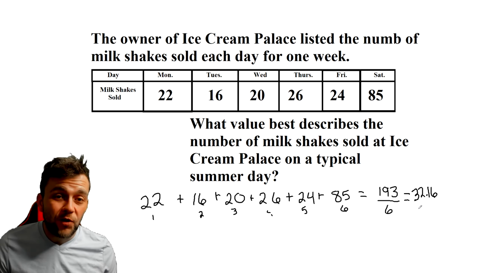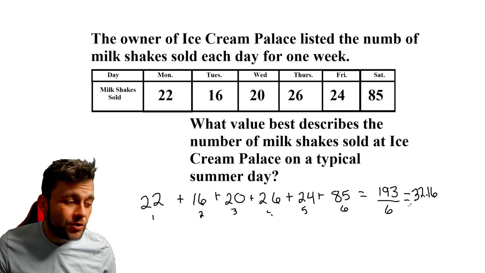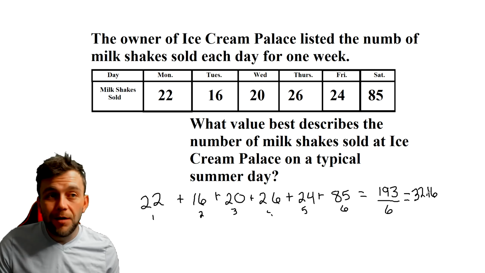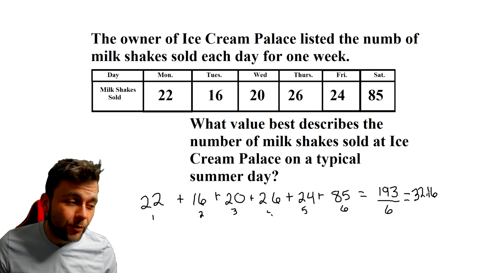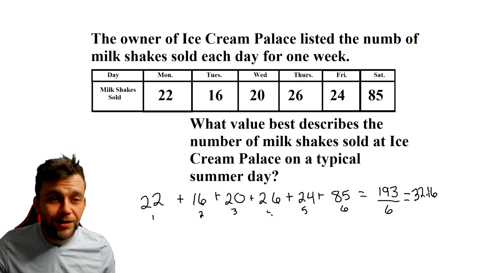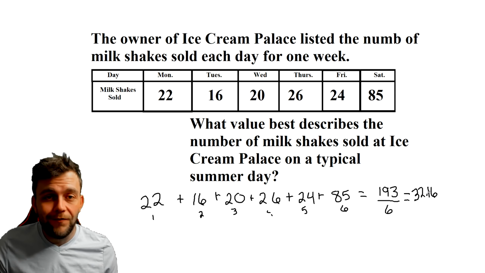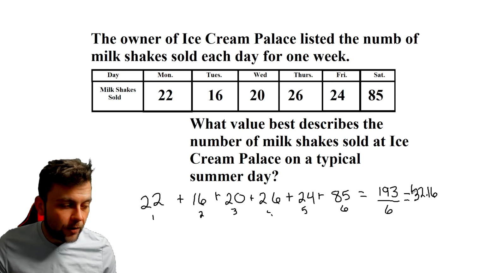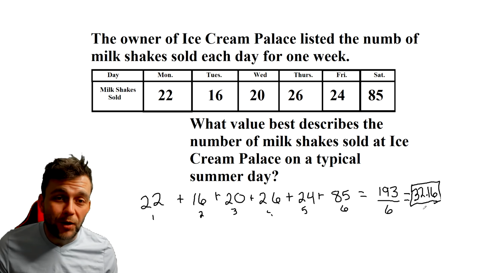They might have you round down and call this just 32 whole milkshakes, right? Because you're going to sell them. Technically, I mean, with it being above 32, I guess it could be 33 milkshakes sold, and that one person didn't finish theirs. But 32.16 is going to be your answer for the number of milkshakes sold on a typical summer day.